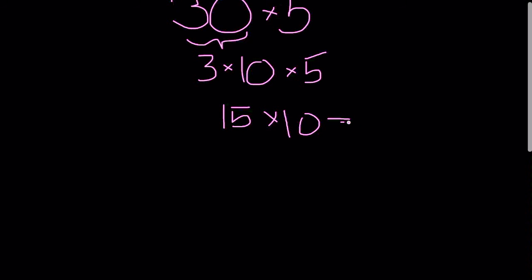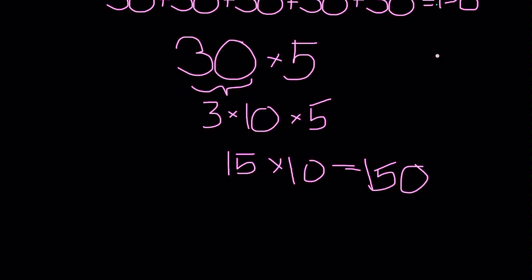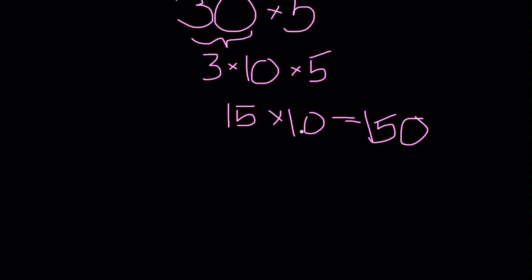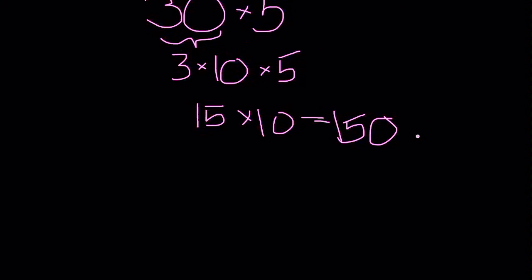Isn't that what we got up here? 150 here and 150 right there. Isn't that kind of cool? Eventually, you'll be able to do this just by looking at it. You just do 3 times 5, and then since there's a 0 here, you would have to add the 0 at the end. So let's try some more.